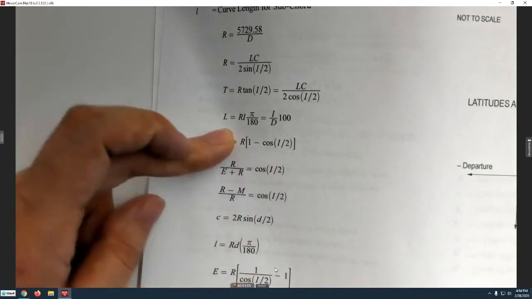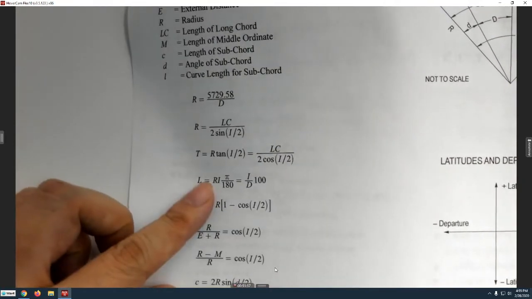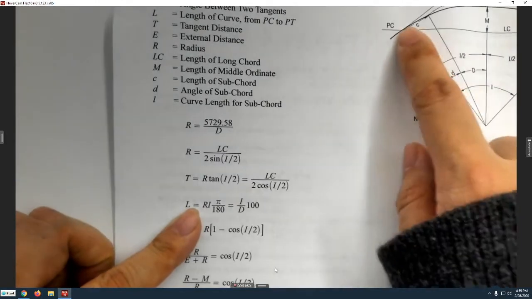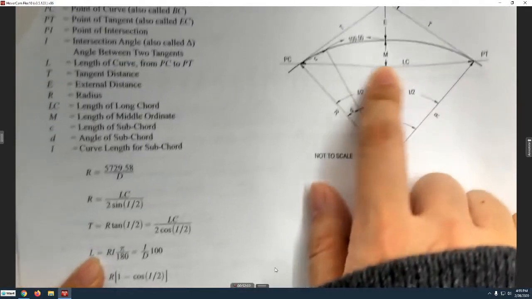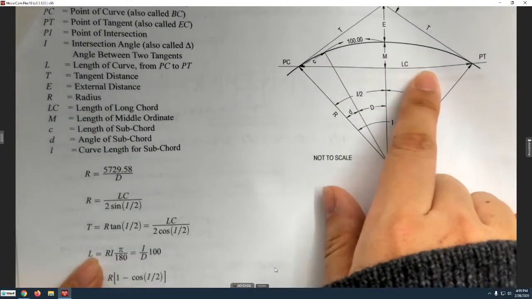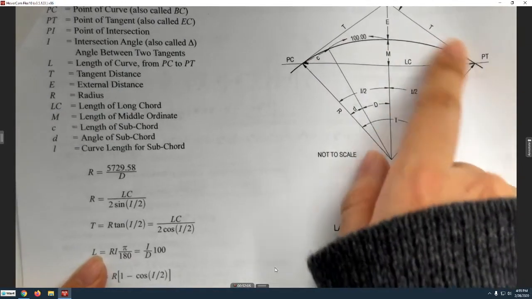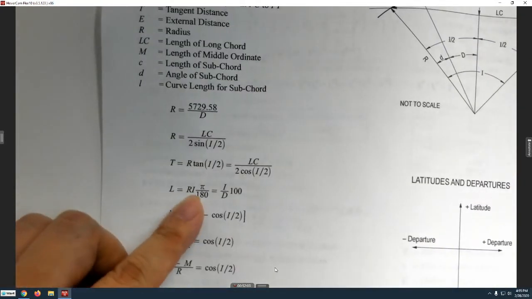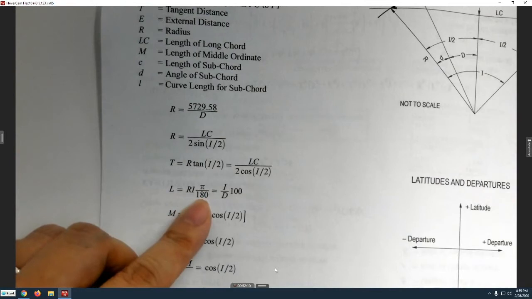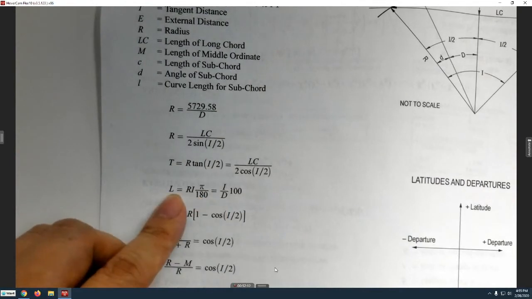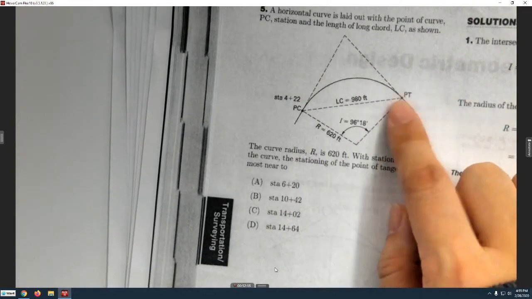Make sure you know the difference between LC and L. LC is this straight line's length of the long chord. L is along the curve, this one. So for L, you use this, you have R, you have I, plug it in, get L, and then station of PC plus L, you get PT. This is for geometric design.